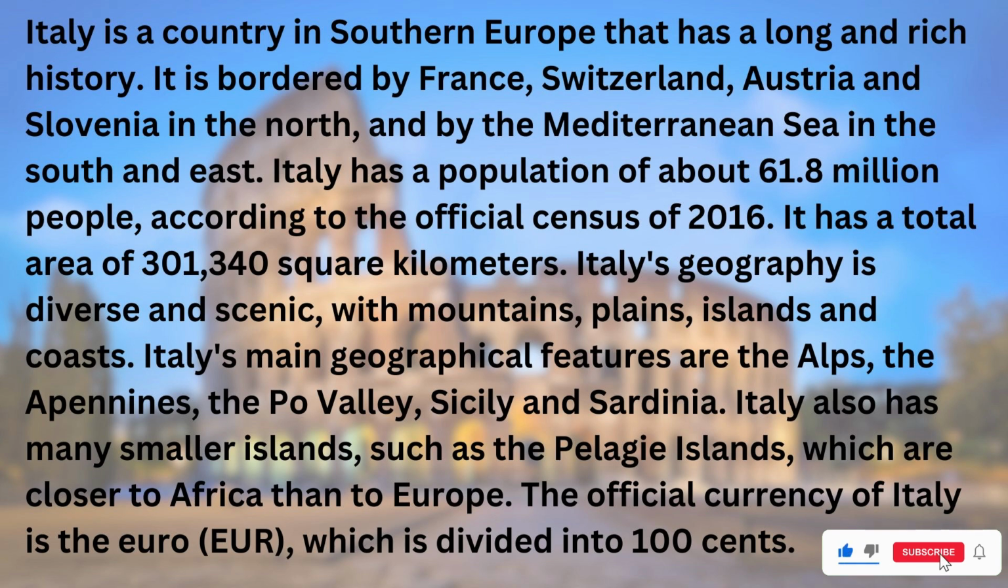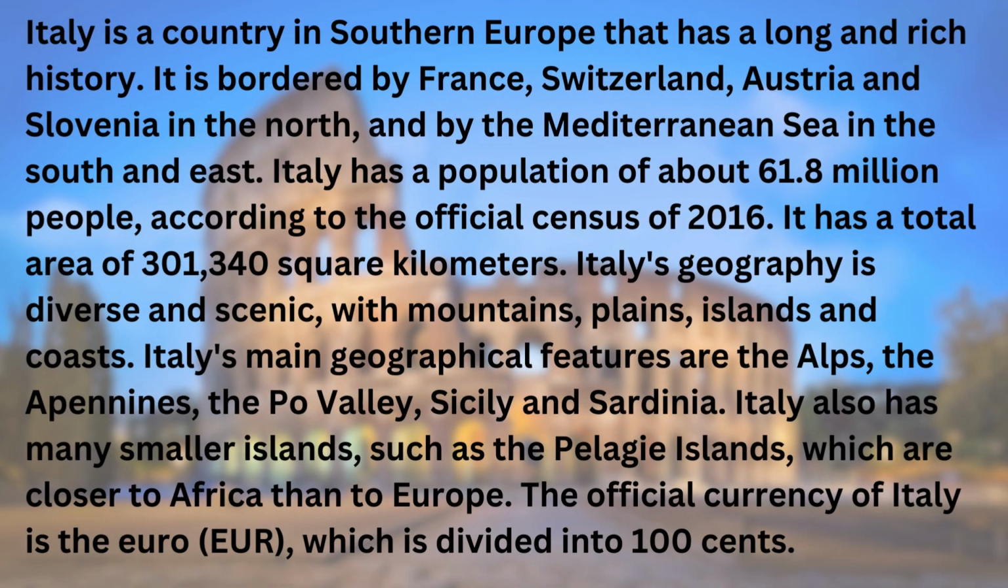It has a total area of 301,340 square kilometers. Italy's geography is diverse and scenic, with mountains, plains, islands and coasts. Italy's main geographical features are the Alps, the Apennines, the Po Valley, Sicily and Sardinia. Italy also has many smaller islands, such as the Pelagie Islands, which are closer to Africa than to Europe. The official currency of Italy is the euro, which is divided into 100 cents.